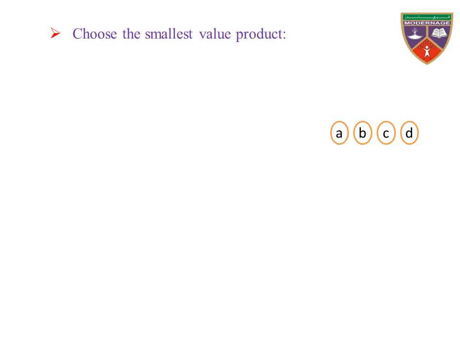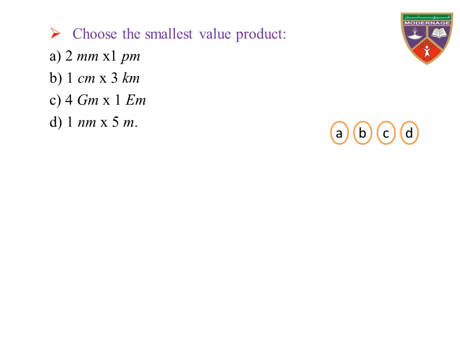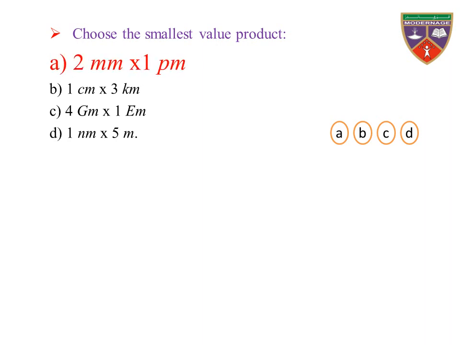Choose the smallest value product. The products are: A. 2 millimeter into 1 picometer, B. 1 centimeter into 3 kilometer, C. 4 gigameter into 1 hexameter, D. 1 nanometer into 5 meter. The key is 2 millimeter into 1 picometer. Hence, the option A is correct.